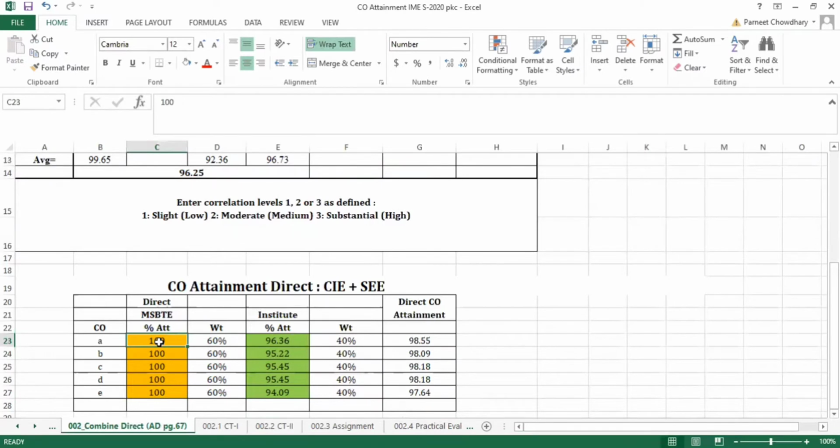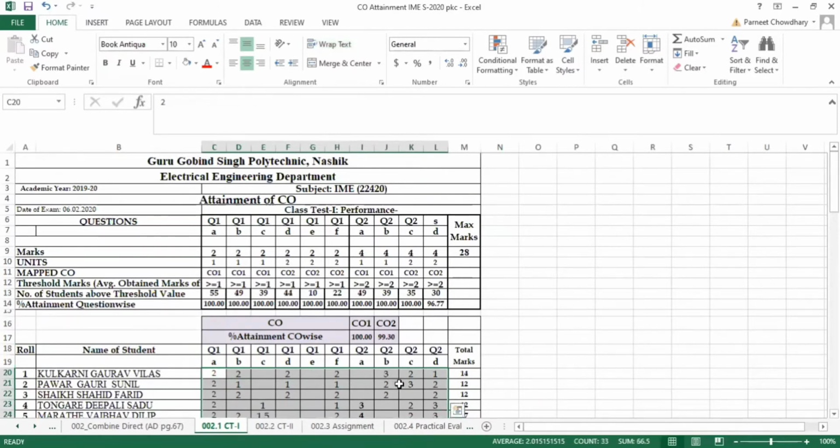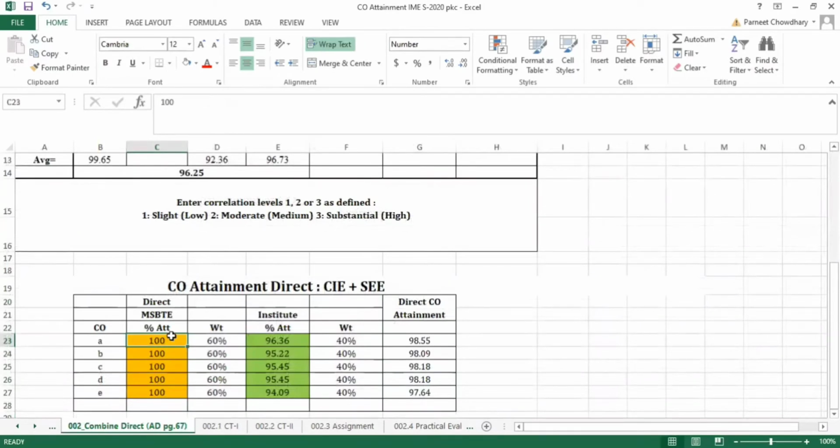Since I don't have the MSBT papers with me, I cannot judge the bitwise or CO wise attainment of my students, because for something like a class test I have the marks. So there I can say what the CO wise attainment is, because you have the bitwise marking of your answer sheets available with you. But in the MSBT exam we don't have that facility, that is why whatever is the percentage result, I have entered over here. My result was 100%, all students have passed, so I put 100 here. Weightage I have given as 60% to this. So these are my first 2 columns for direct attainment of MSBT.